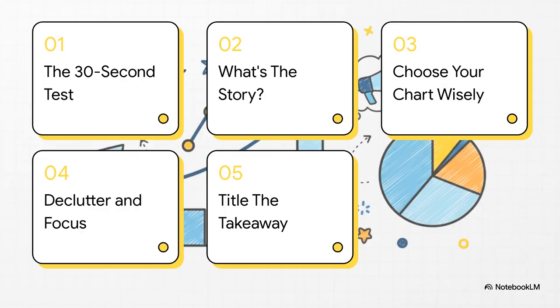So here's the game plan. We're going to start with something called the 30-second test. Then we'll get crystal clear on our story. After that, we'll pick the right chart for the job, get rid of all the noise, and finally, we'll nail the landing with a title that tells the whole story.